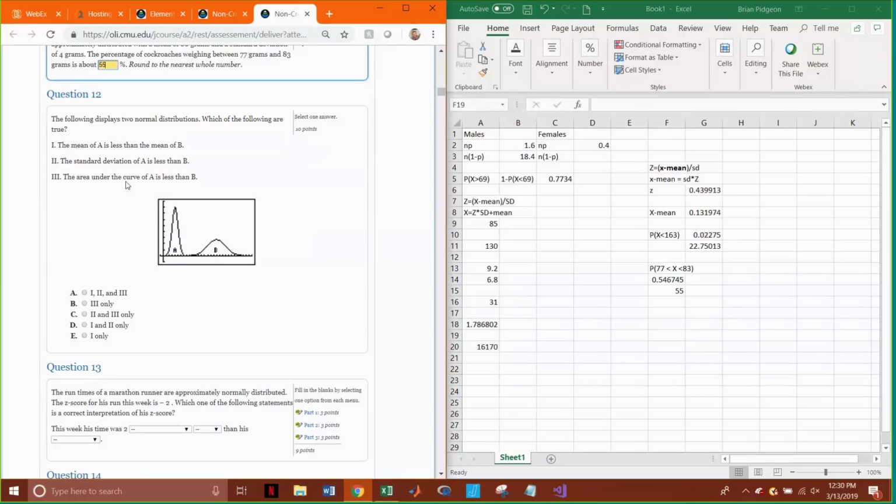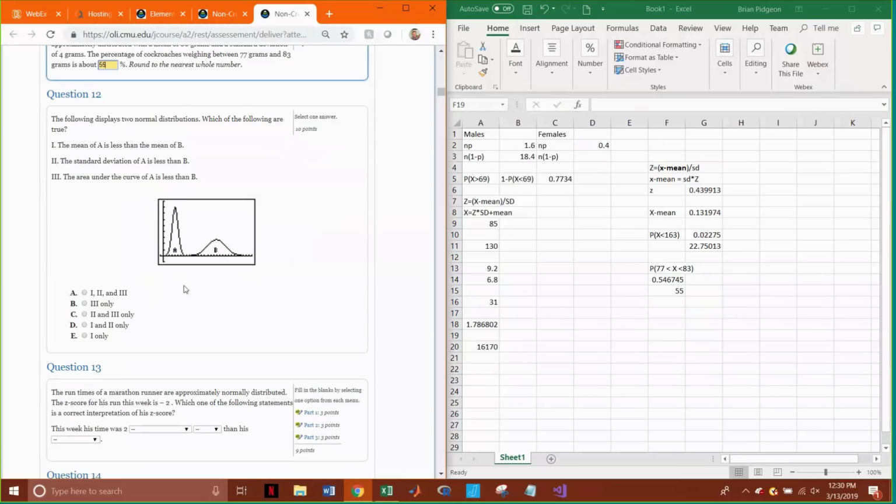The mean is less. The standard deviation of A is less than the standard deviation of B. Well, standard deviation just refers to the spread of the distribution. Which distribution is more spread out, A or B? And if you look at it, A is not as spread out as B. B is really spread out, which tells us that the standard deviation of B is larger than the standard deviation of A, or the standard deviation of A is less than B.